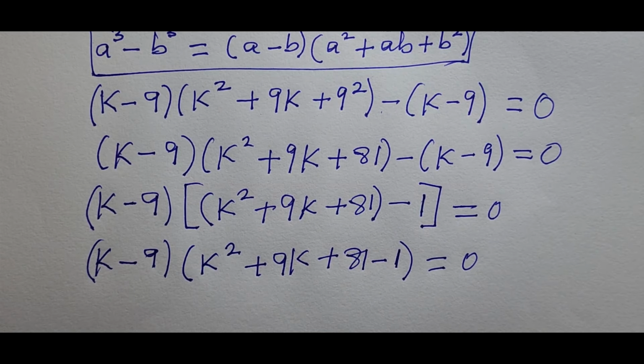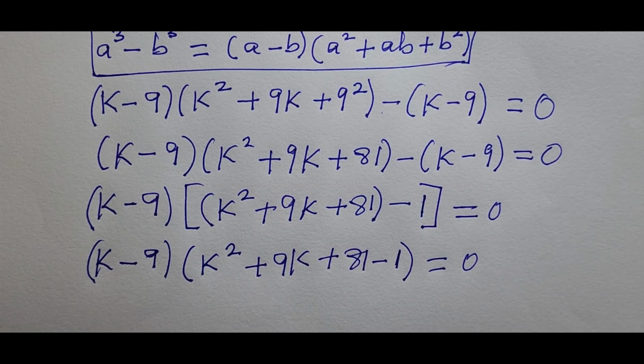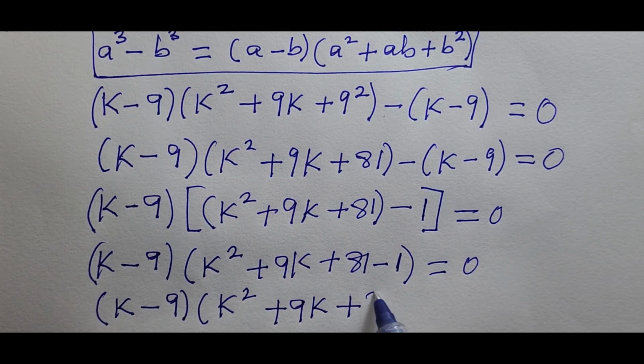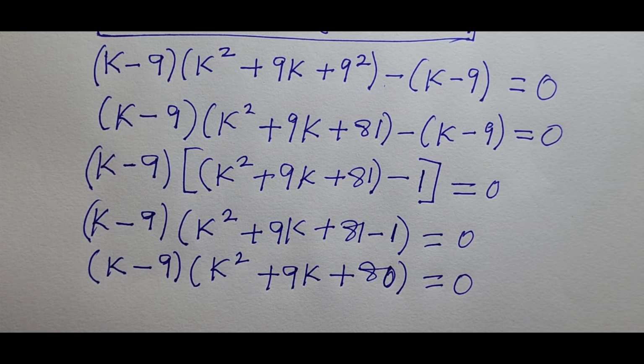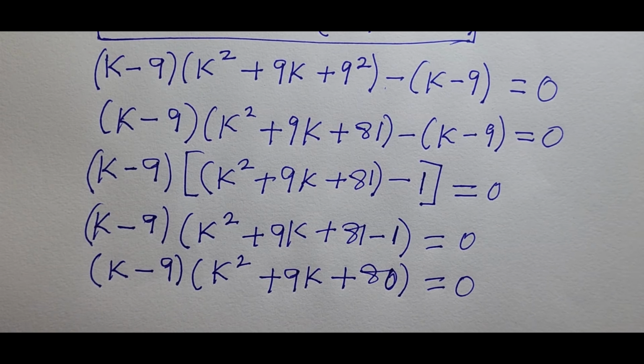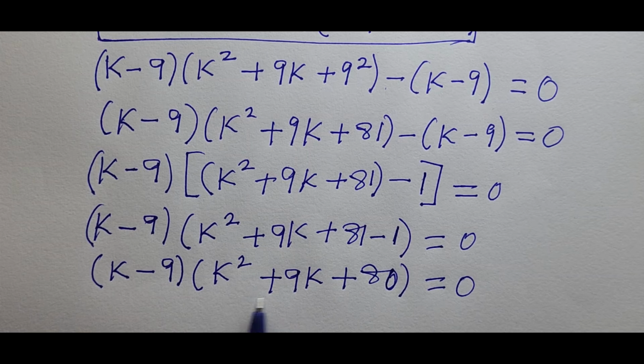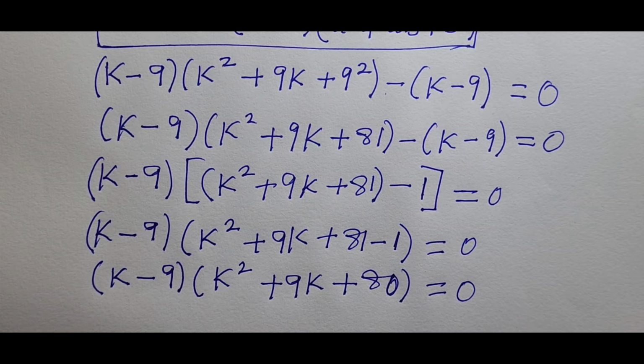So again, if we expand this, then this is going to give us (k - 9)(k² + 9k + 80) = 0. We apply what is called the zero property, whereby we equate each factor to 0. So we have two case scenarios here.